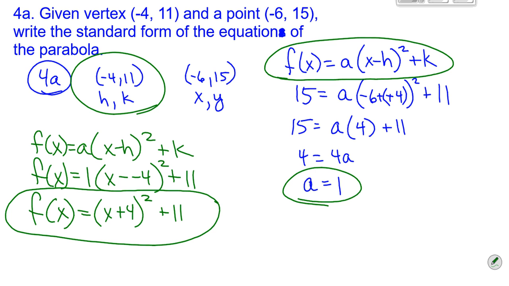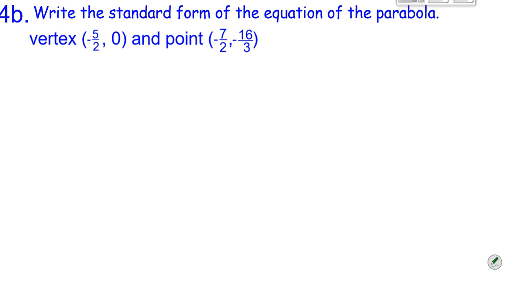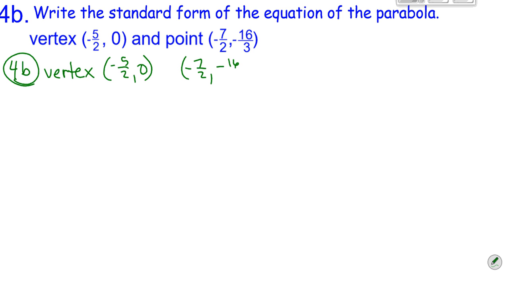And then 4b, same kind of problem, maybe just a little more challenging because we have some fractions. But if you want to pause this and try that, go ahead. Otherwise, I will work through it right now. So 4b, we have a vertex, which is (-5/2, 0), and we have our point, which is (-7/2, -16/3). So this is (h, k), this is (x, y), and we'll go through that same process.